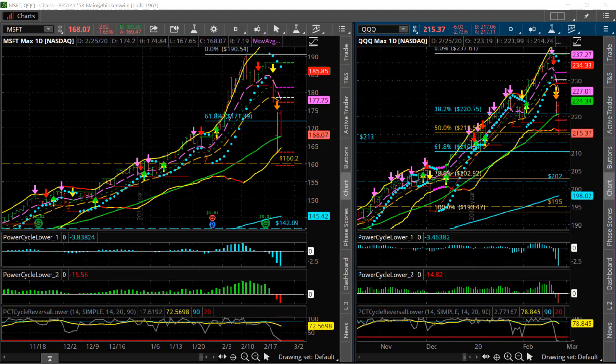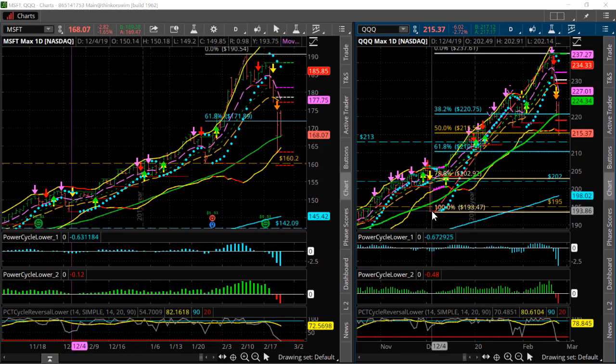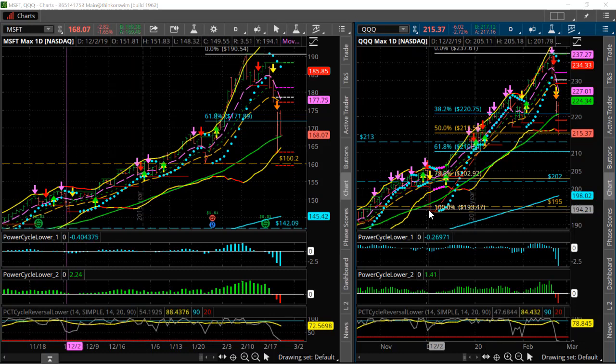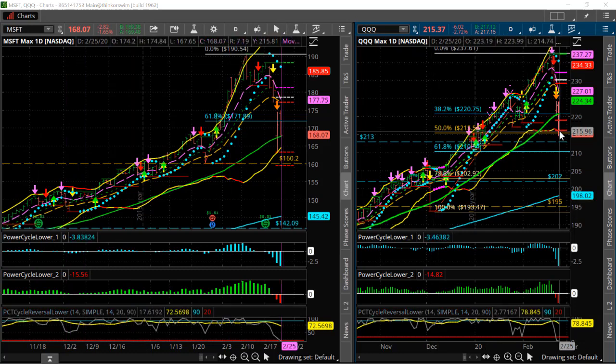So we look here at the QQQ. You've seen we've had a big sell-off, right? We're down here, about a 6% sell-off back to the 50% retracement from that prior major swing low back in December. And we're at the 50% retracement. It was down 2.72% today, QQQ.